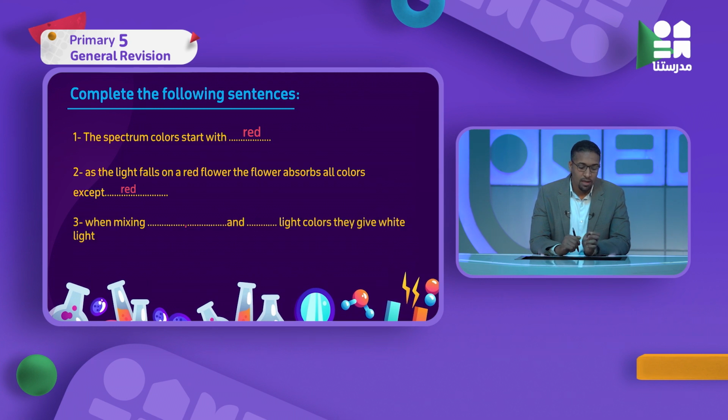Number 3, when mixing three colors of light, they give white light. We have 3 colors, and when we mix all of them, they give us white light. So they are the primary colors, which are red, green, and blue.